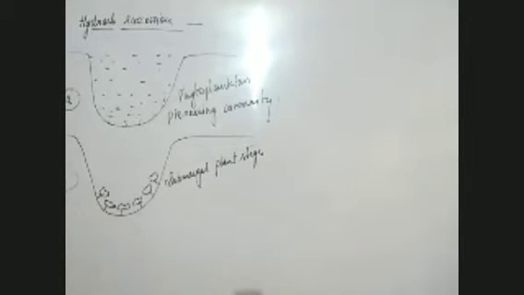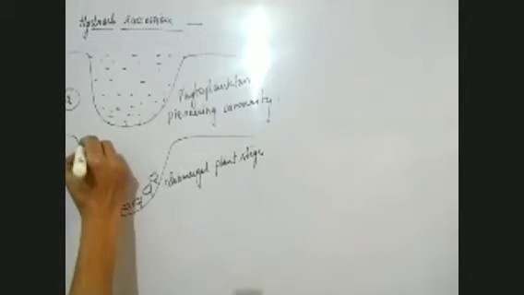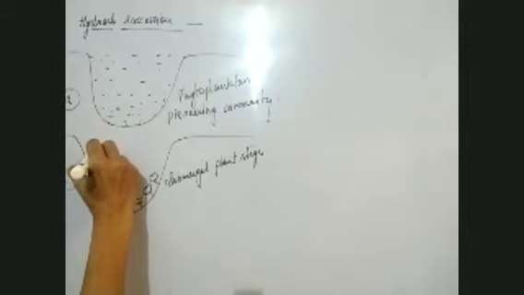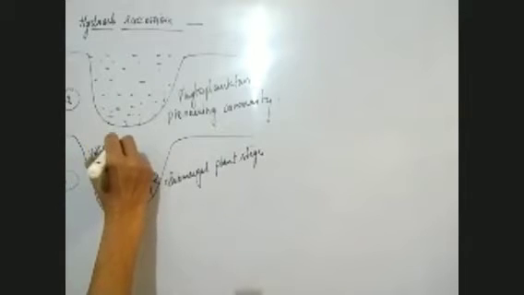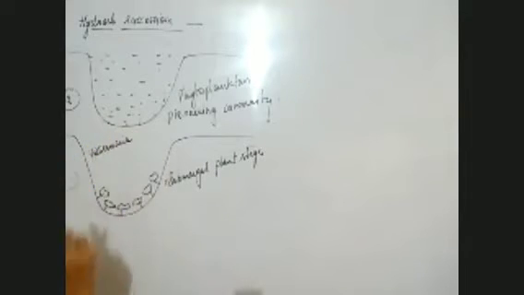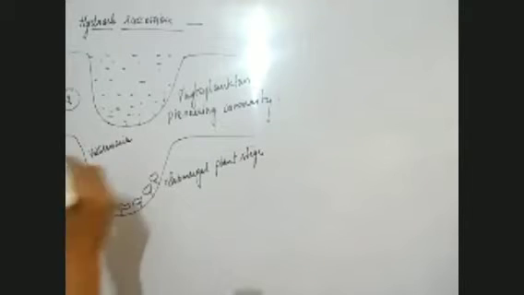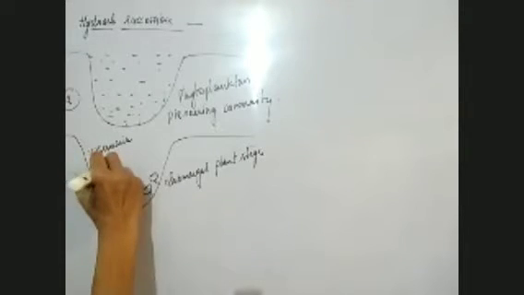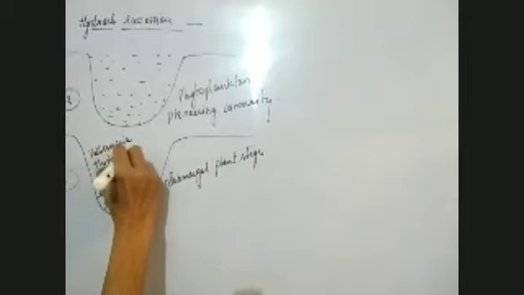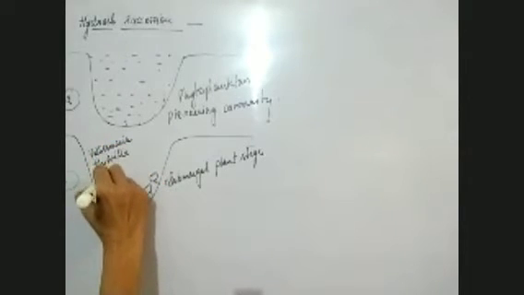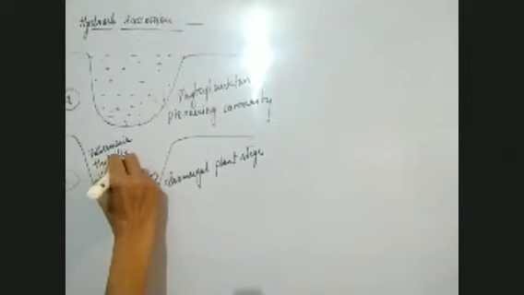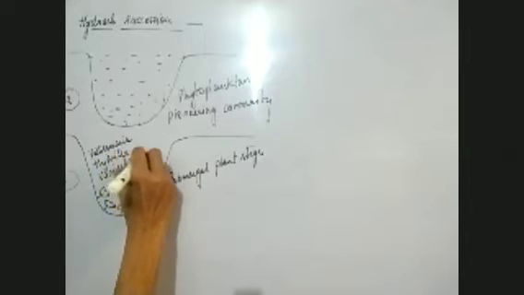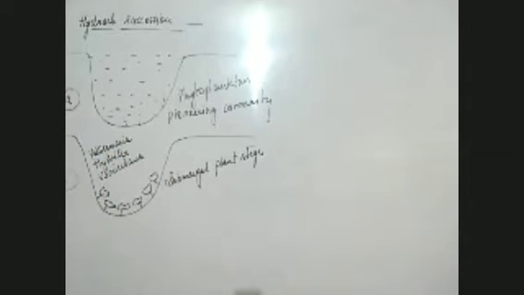And the common plants which grow here are Vallisneria. We have read this name when we were doing sexual reproduction. Then Hydrilla, another aquatic plant. Then Utricularia. These submerged plants grow in the second stage.